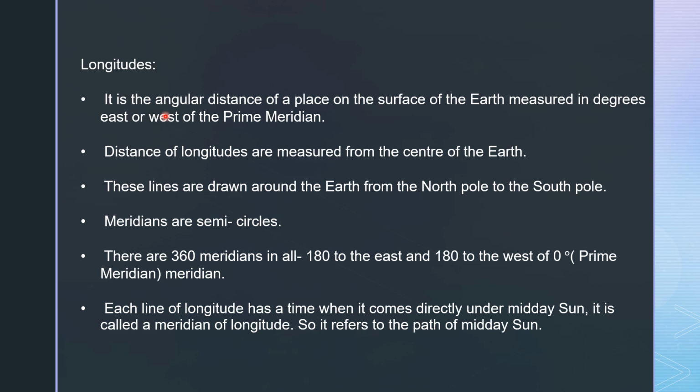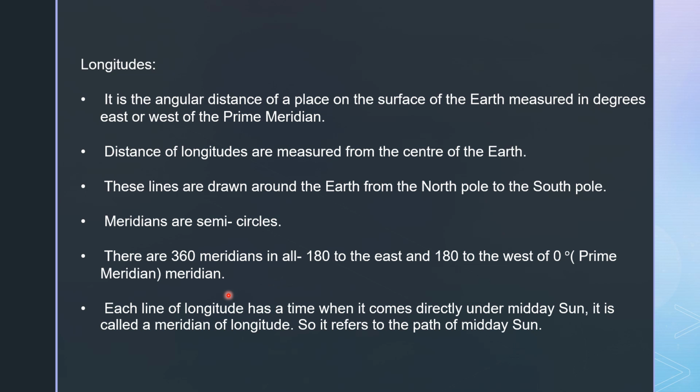Longitudes. It is the angular distance of a place on the surface of the earth measured in degrees east or west of the prime meridian. Distances of the longitudes are measured from the center of the earth. These lines are drawn around the earth from the north pole to the south pole. Meridians are semicircles.